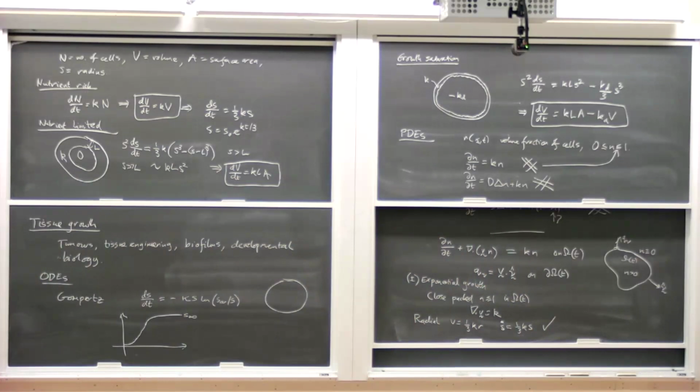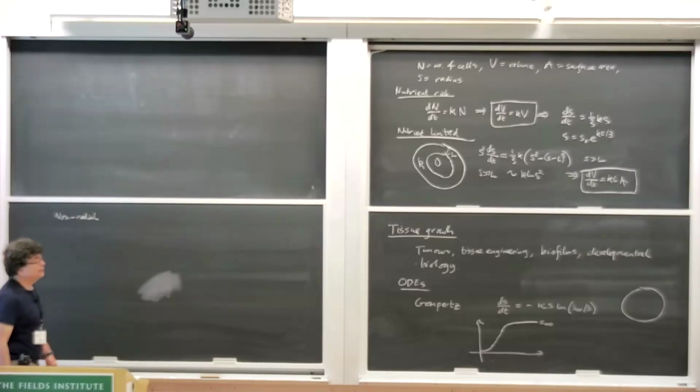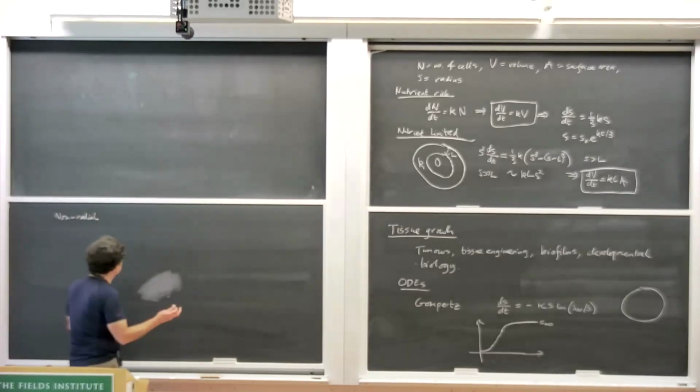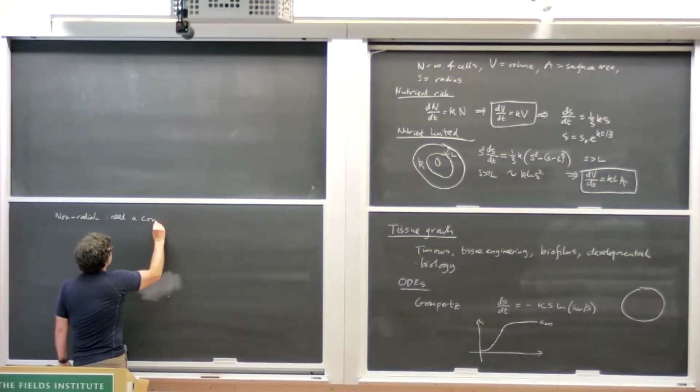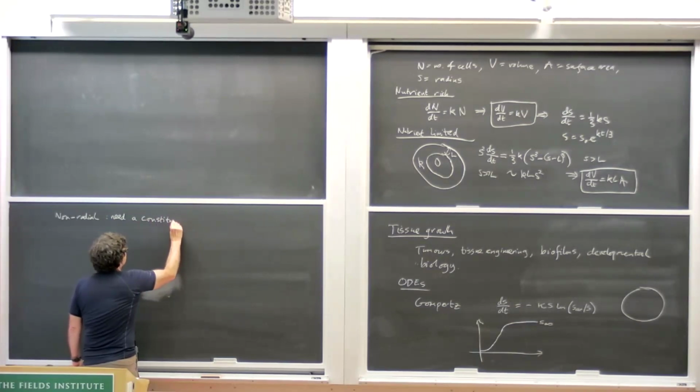We're going to need to include extra biophysics, if you like, in the non-radial case. Tell me if you can't see what I write over here because of the bias. So non-radial immediately tells you we need a constitutive law. We need to say something about the mechanics. So far, we haven't needed to.